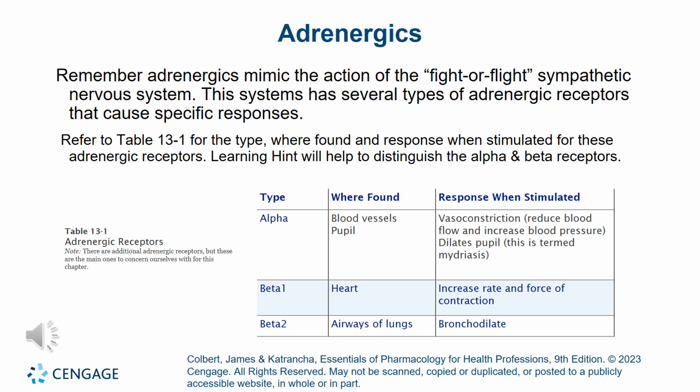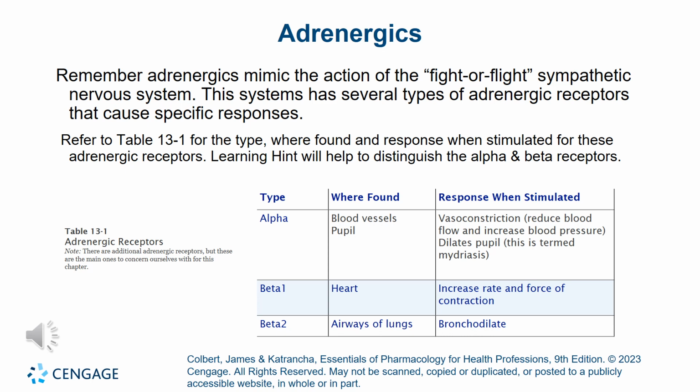If you look at Table 13.1 here, adrenergic receptors. Now, note there are additional adrenergic receptors, but these are the main ones to concern ourselves with for this chapter. You see the type is alpha. They are found in blood vessels and the pupil. What response is it when they're stimulated? Vasoconstriction. This reduces blood flow and increases blood pressure, and it dilates the pupil.